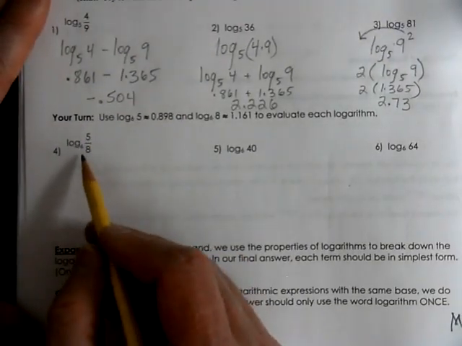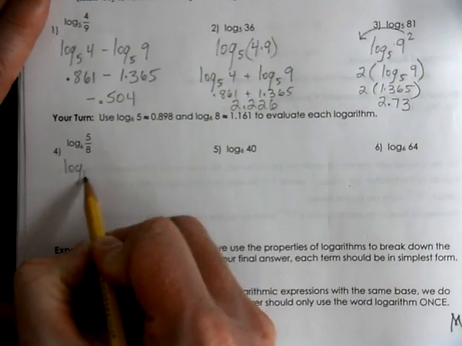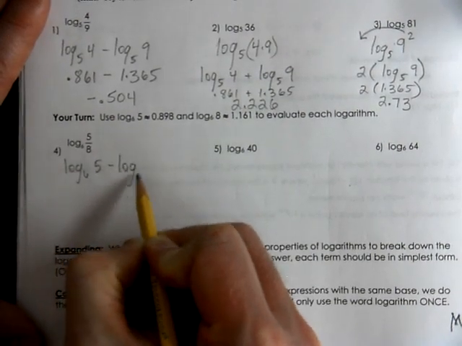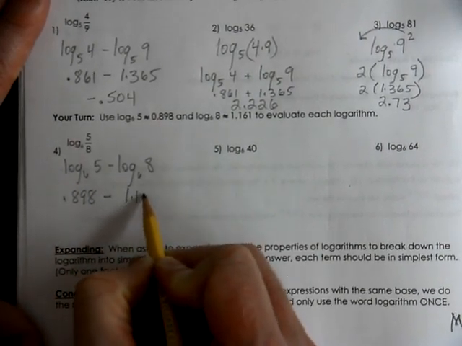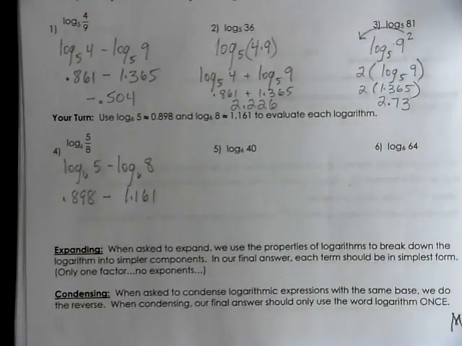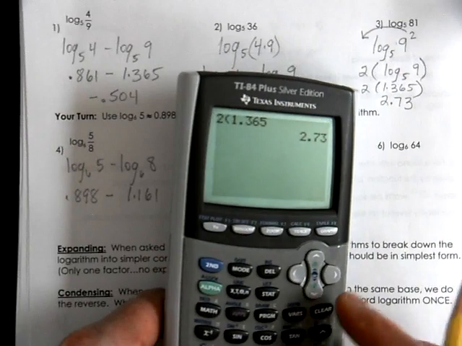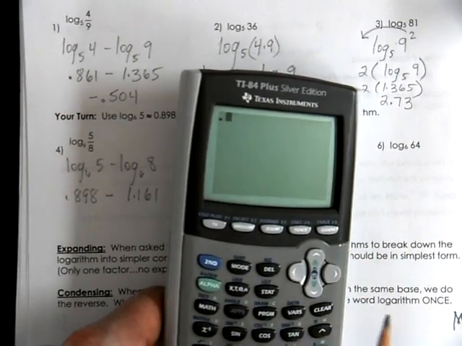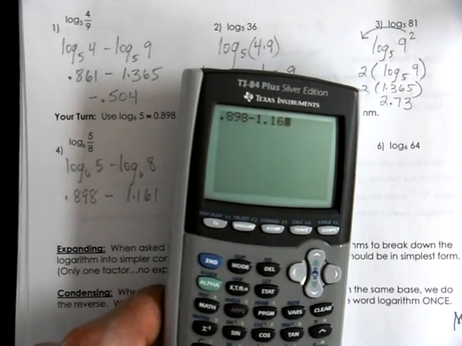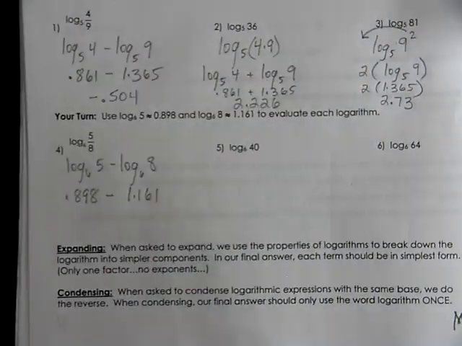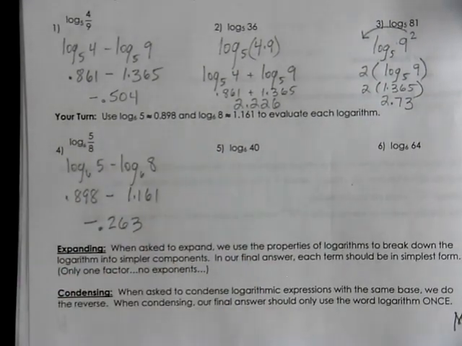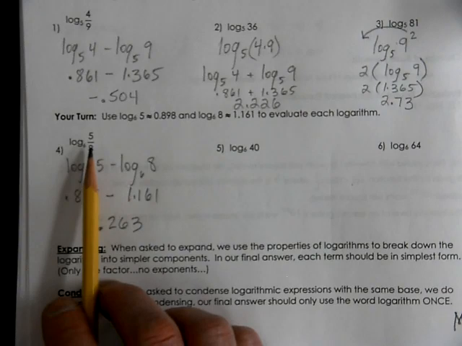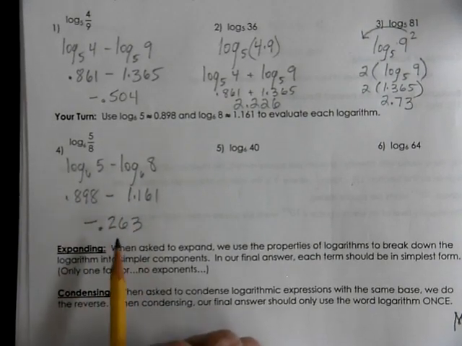Since we have a logarithm of a fraction, we can break this into two separate logarithms, which gives us 0.898 minus 1.161. So 0.898 minus 1.161 gives us negative 0.263. Notice we did not use a calculator to answer this question, except to combine our decimals.